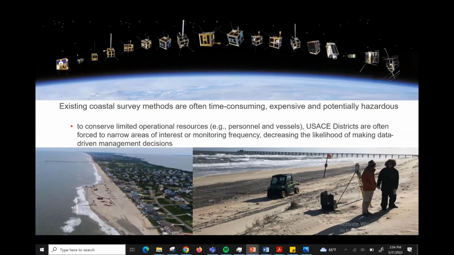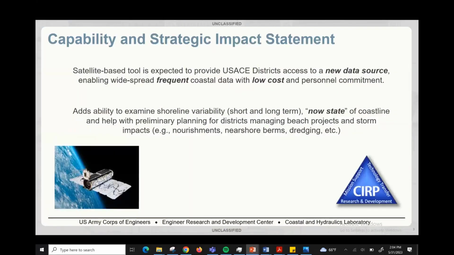And so this sort of results in oftentimes sparse data, both in space and time. So this then leads to the lack of data-driven management decisions. So we're hoping that this new approach enables this new data source that's low cost, low commitment, and quite frequent.